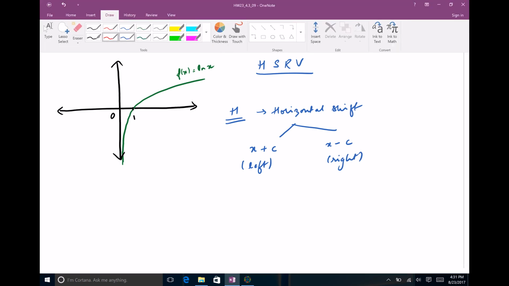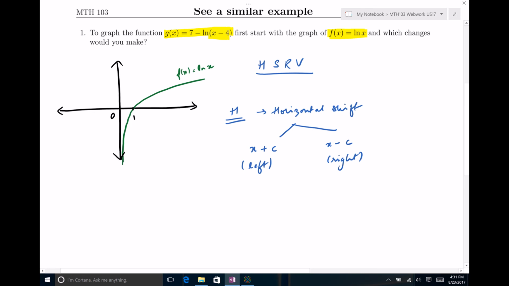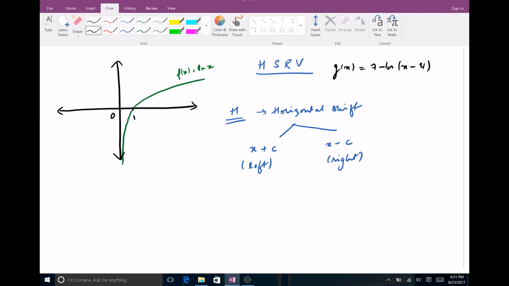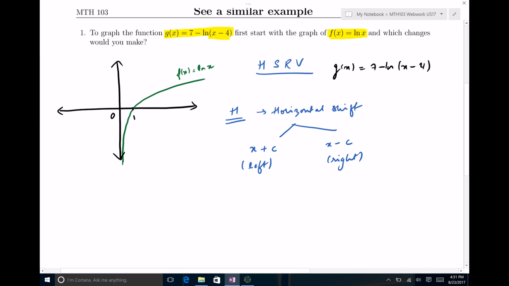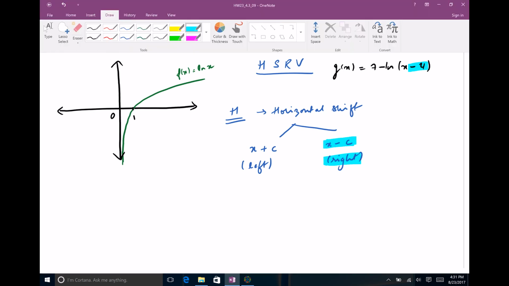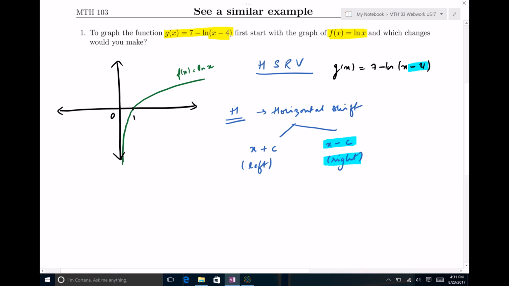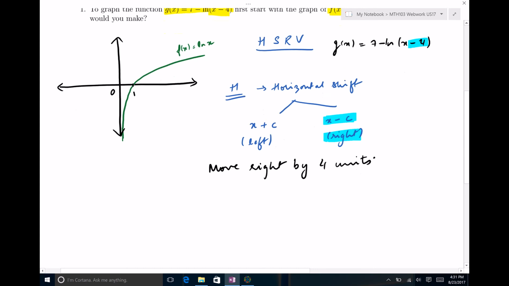Let's see. I'm just going to rewrite this so I can highlight things. I have g of x equals 7 minus natural log of x minus 4. In this case you'll see that you have x minus 4, which means it's an x minus c situation, so you're going to be moving right. So the horizontal shift that we're looking at is you're going to move right by 4 units. Okay, what's the next step?